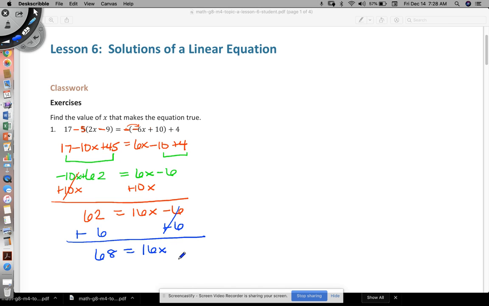Divide by 16. And since 16 doesn't go into 68 perfectly, we're just going to reduce that fraction. So we're going to write it over here. 68 over 16 reduces down to 17 over 4, dividing both by 4. All right, let's try the next one.